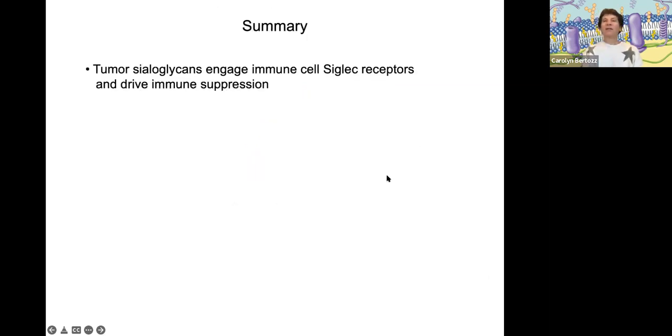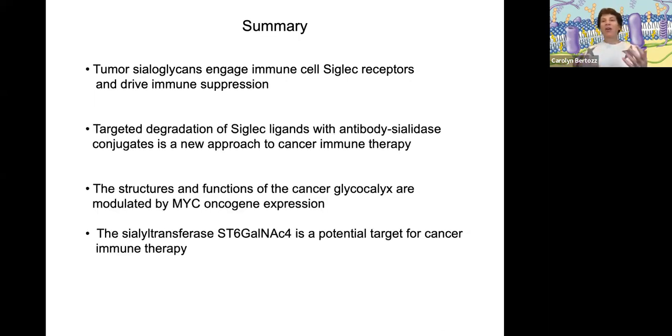So to summarize what I've talked about today, I started by giving you the backstory of how we came to understand in my lab and as a field that tumor sialoglycans can engage the Siglec receptors and drive immune suppression in the tumor microenvironment. And that's what stimulated our idea that a molecule that can do targeted degradation of those Siglec ligands, these antibody sialidase conjugates, could be a new approach to cancer immune therapy. And we are going to find out over the next few years through the clinical work at Palleon Pharmaceuticals.